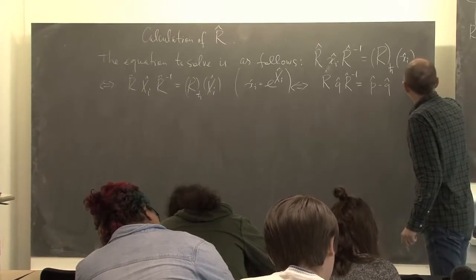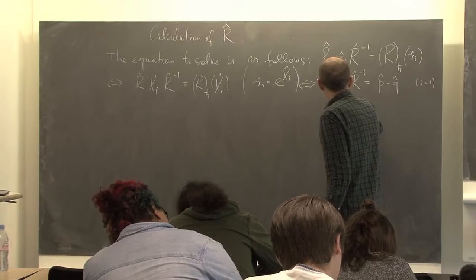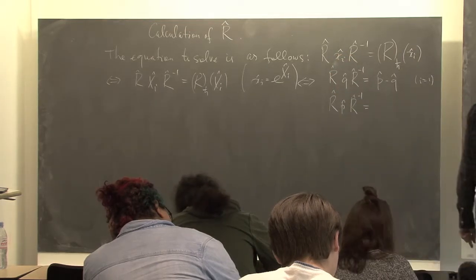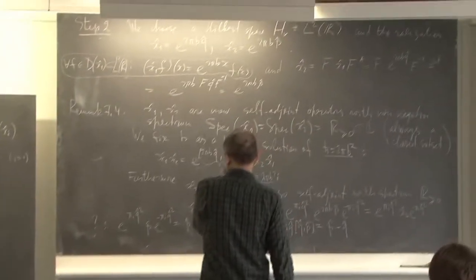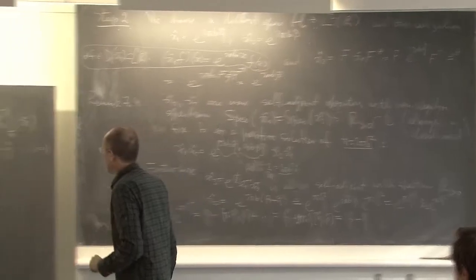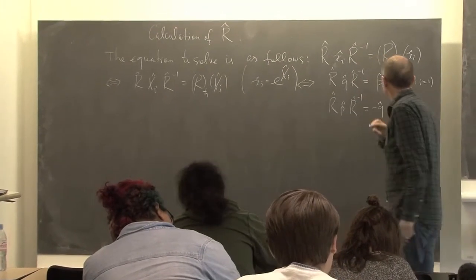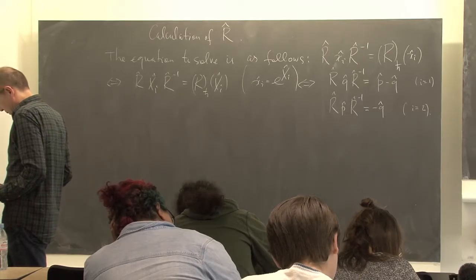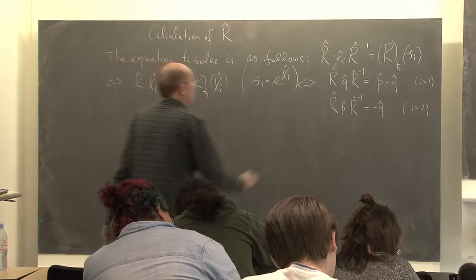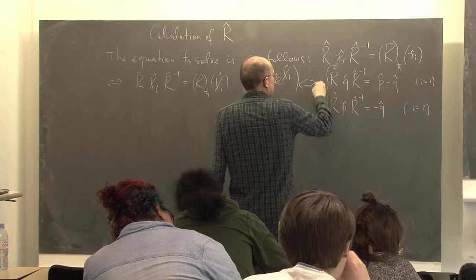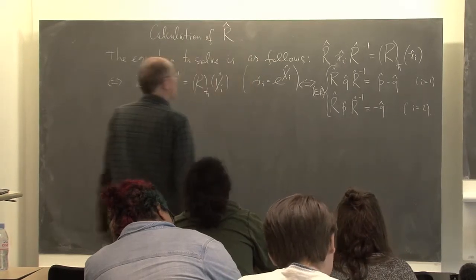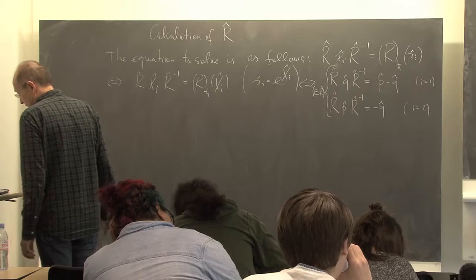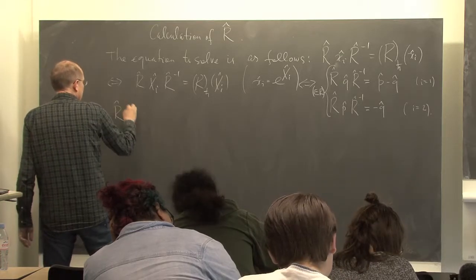Okay, this is I equals 1, and R hat p hat minus 1 will be equal to the inverse of x1 minus q, I equals 2. Okay, that's a linear system to solve. These are the equations for R, so that will be the notation. And what else? What we can say here is the following. We can put together these two equations in this form.